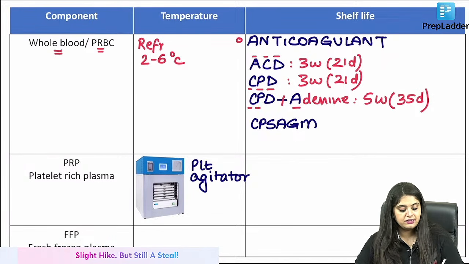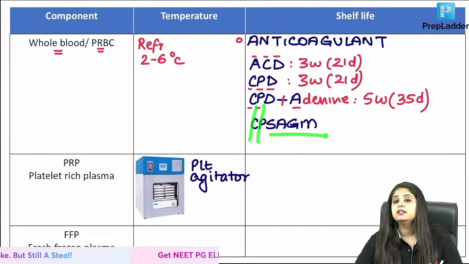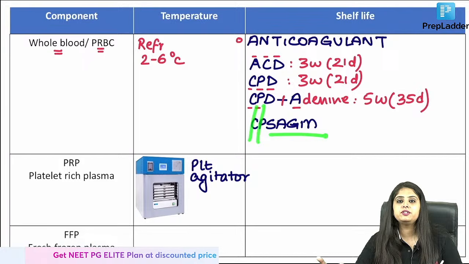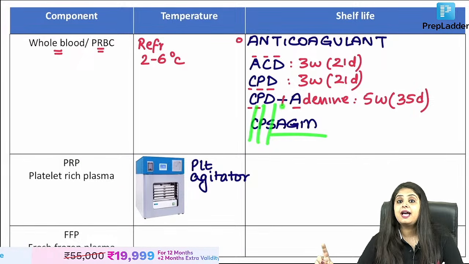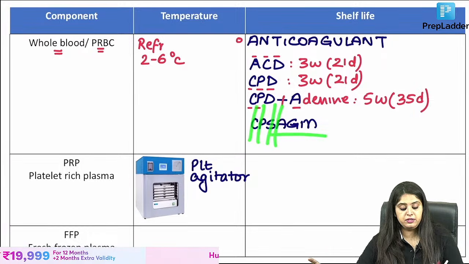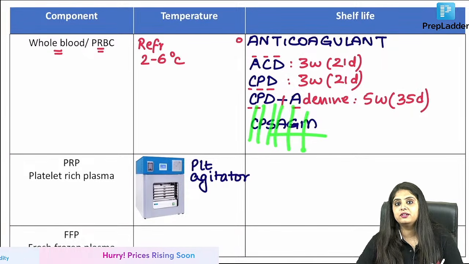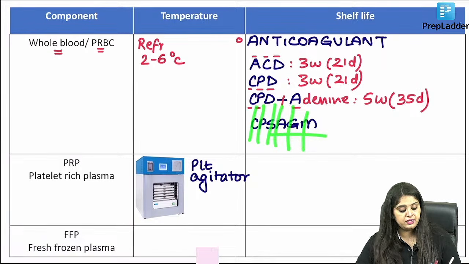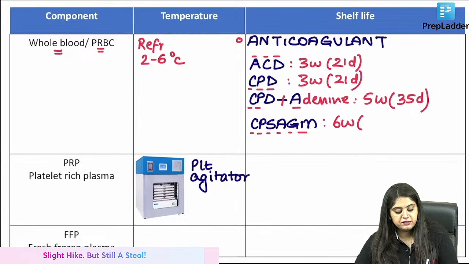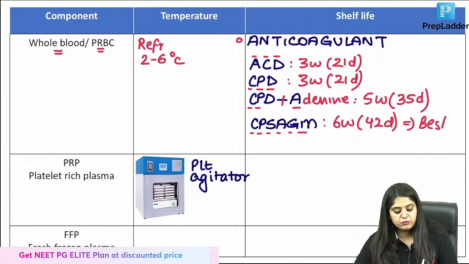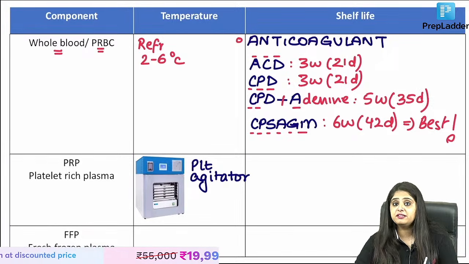But if I want to add citrate, phosphate and SAGM, whose full form also you don't know, let me just read it out, you will understand how much energy I am giving to the cells. Saline, adenine is ATP, ADP, glucose, mannitol. Can you see? Adenine, glucose, mannitol. The cells are getting so much of energy, 6 alphabets. Now the cells will survive for 6 weeks, that is 42 days. Obviously, CP SAGM happens to be the best, but at the same time is very expensive.